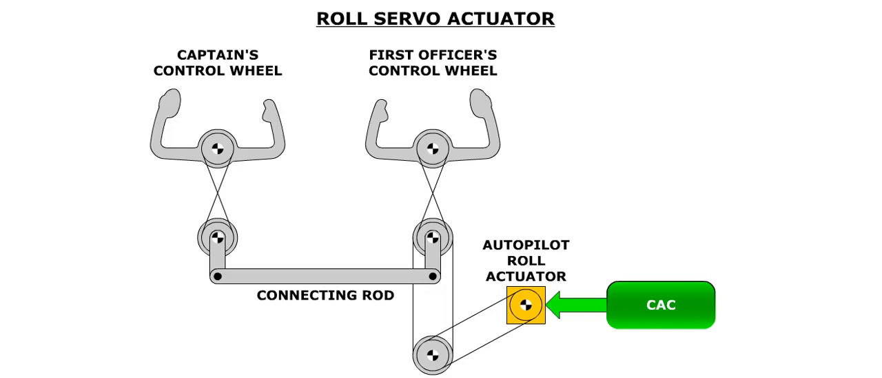Autopilot inputs to the roll axis are made through a roll servo actuator, which uses a cable and drum assembly to control the roll axis. Inputs made by the autopilot are reflected on the control wheels.